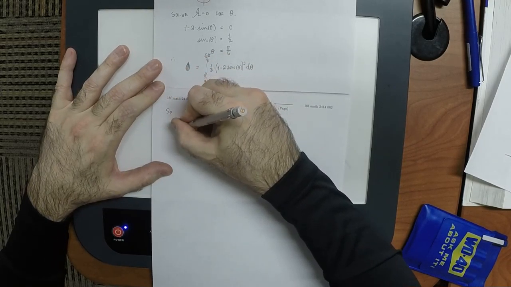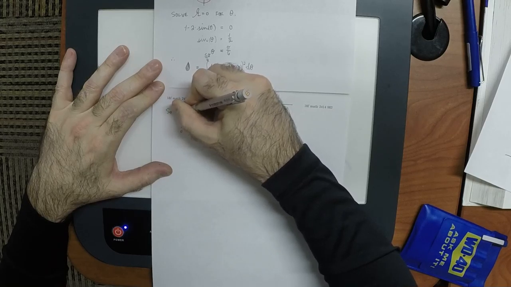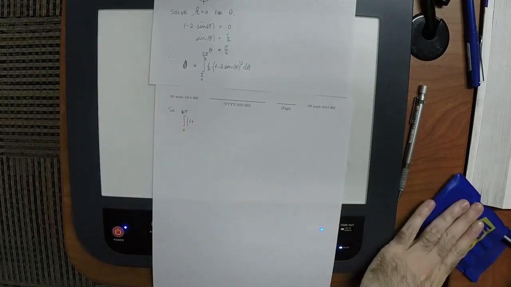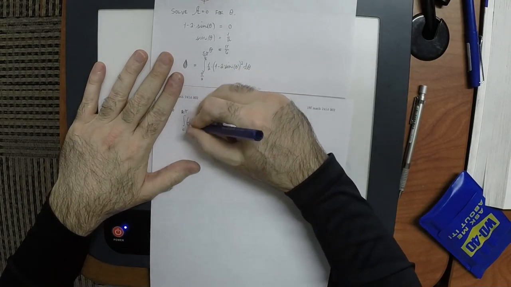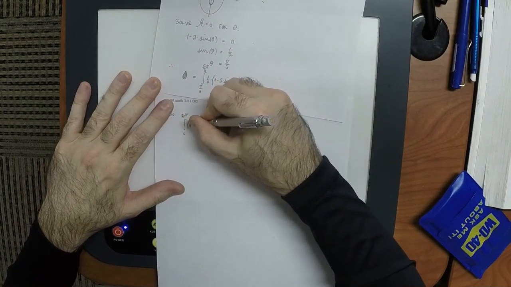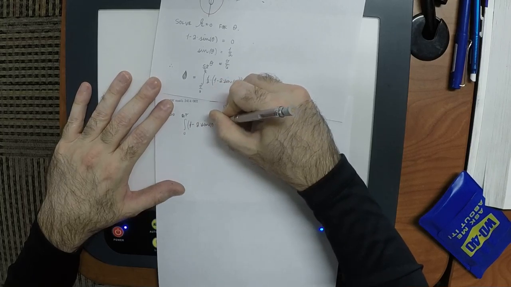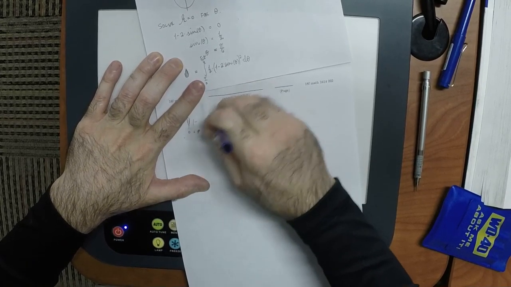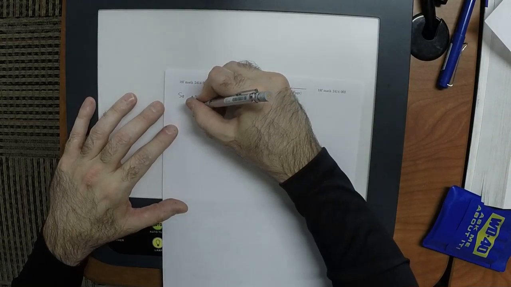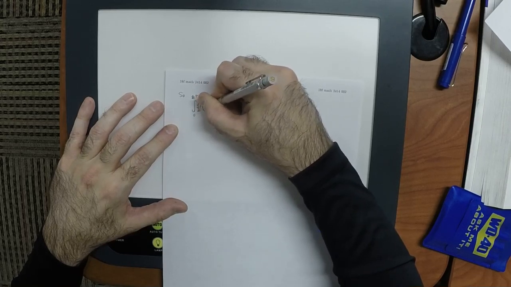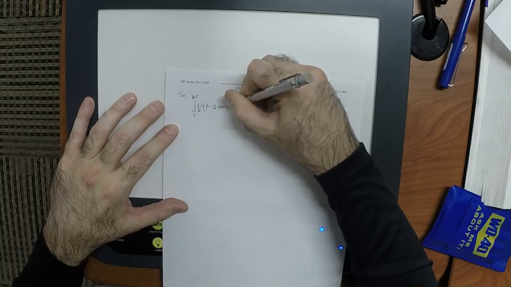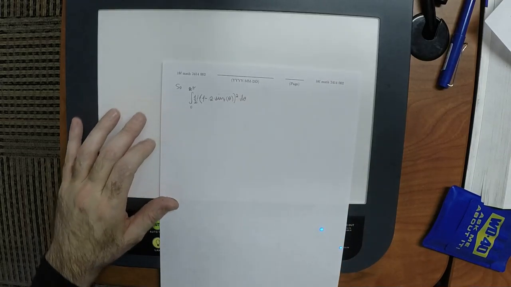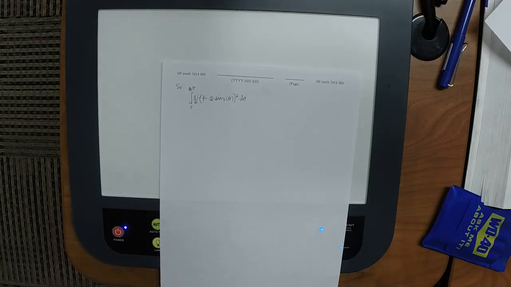So as for the first integral, that'd be integral 0 to 2 pi, half, and then one minus twice sine theta, square that. Oops, I forgot the half. One minus twice sine theta squared d theta. All right, so how do we proceed? We've got to multiply it out. There's no other way to go. So we're going to have to foil that thing there.